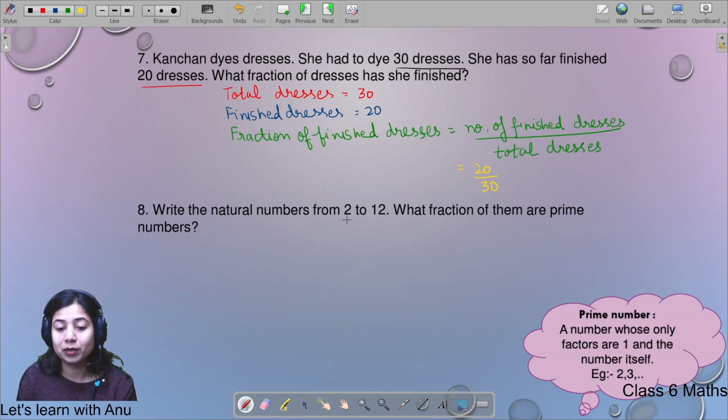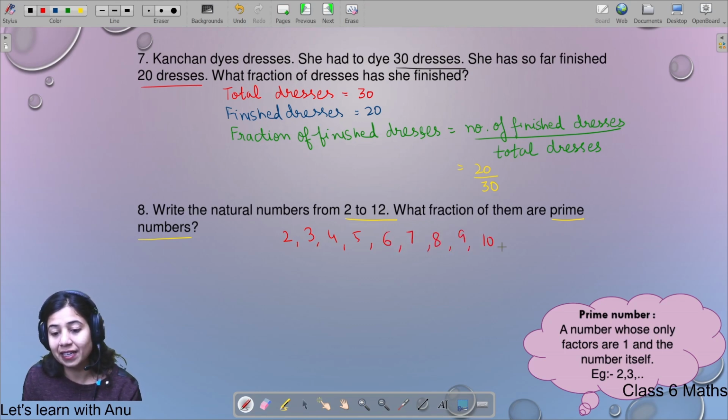Write the natural numbers from 2 to 12. What fraction of them are prime numbers? Let me revise two things, class. One is natural numbers, numbers that start from 1. But here we are talking about 2 to 12. So let's write them: 2, 3, 4, 5, 6, 7, 8, 9, 10, 11 and 12, right?